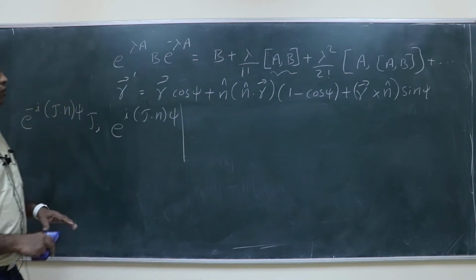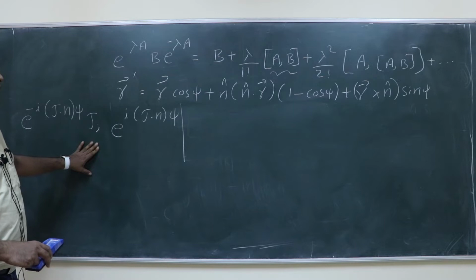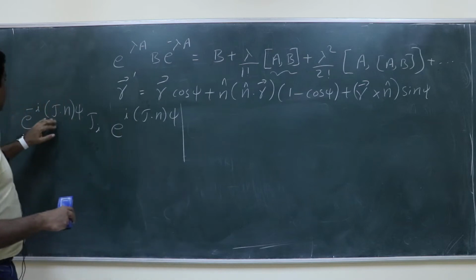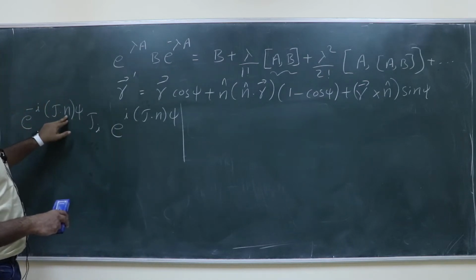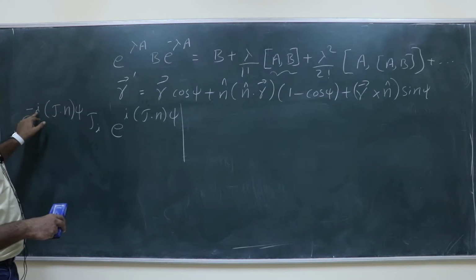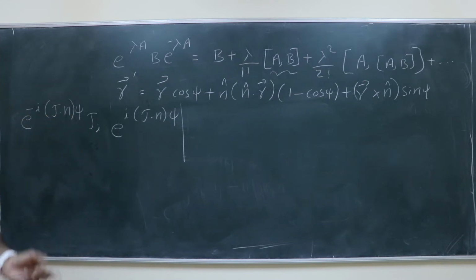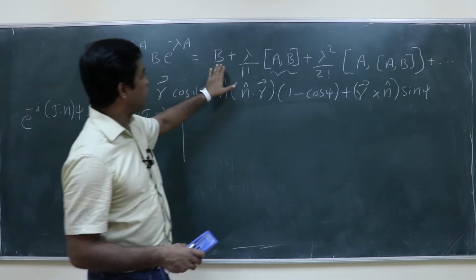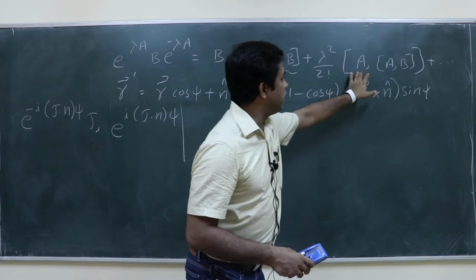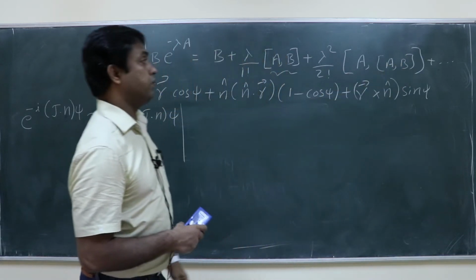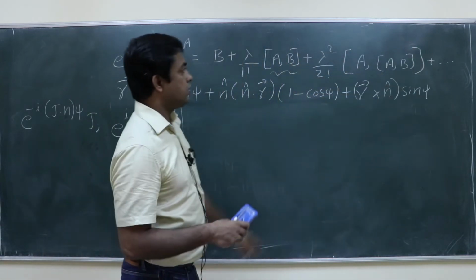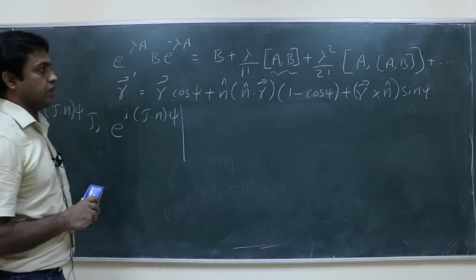So yesterday I asked you to substitute and find out, because we have found out actually. A you have taken as j dot n, and lambda is minus i psi. So we have found the commutator A with B, A with A with B, and A with A with A with B. Suppose you call these C1, C2, C3. So C3 is equal to C1. That's what we found yesterday.